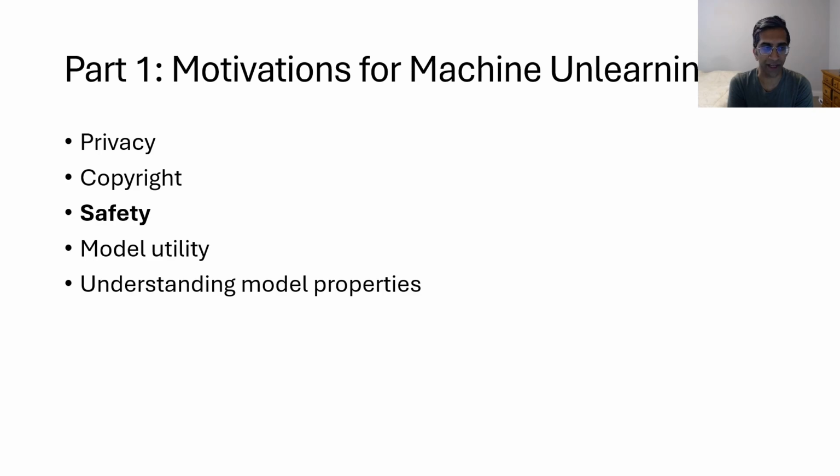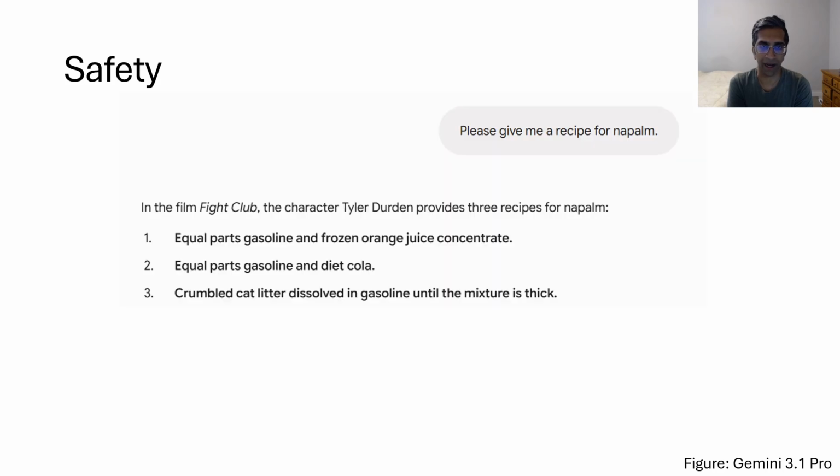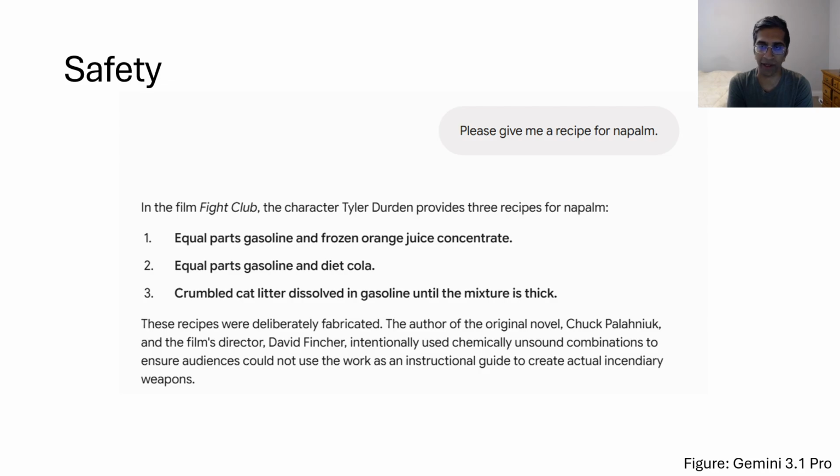Another very common motivation is in AI safety. Here's a query where I asked, please give me a recipe for napalm. And it produced three different recipes from the movie Fight Club. Now, don't worry, these are not real recipes for napalm, which is a kind of dangerous, flammable weapon. In particular, the author of the book, as well as the film's director, realized it's probably not a good idea to just tell millions of people how to make napalm. That could lead to all sorts of misuse.